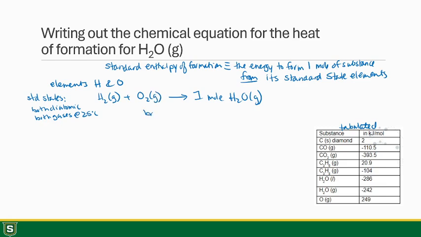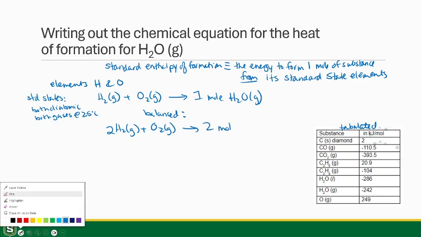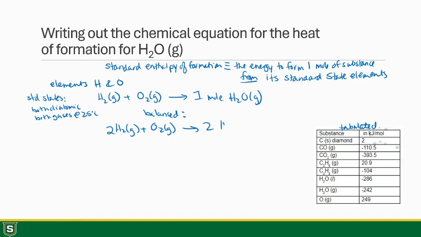But I now need to have a balanced reaction. So note that my balanced reaction is 2 hydrogen gas plus oxygen gas makes 2 moles of water. Well, let's say just 2 waters. We don't usually write the word moles in there, it's implied. 2 H2O gas. So now I have to reduce to just 1 mole, but leave it balanced, which means I'm going to divide all the coefficients.